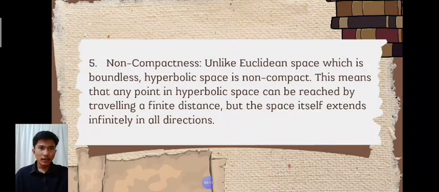Fifth is non-compactness. Unlike Euclidean space, which is boundless, hyperbolic space is non-compact. This means that any point in hyperbolic space can be reached by traveling a finite distance, but the space itself extends infinitely in all directions.